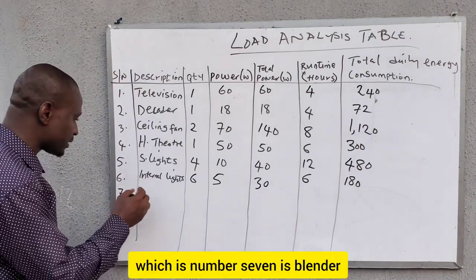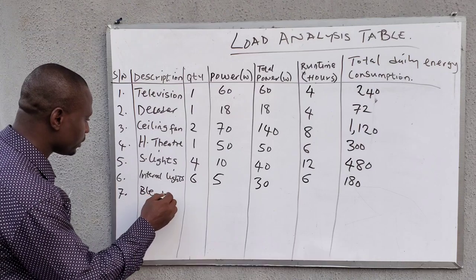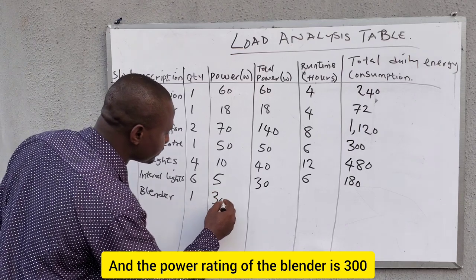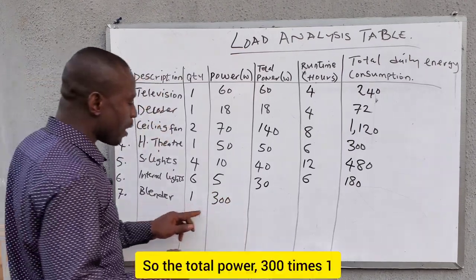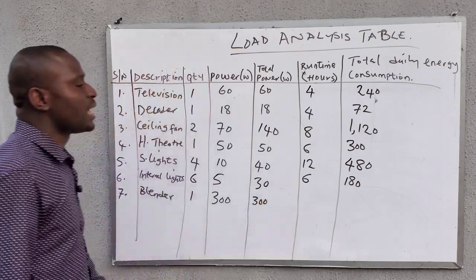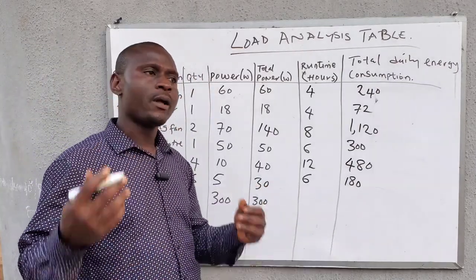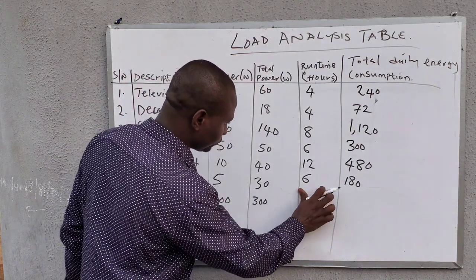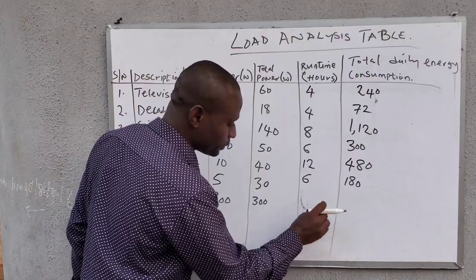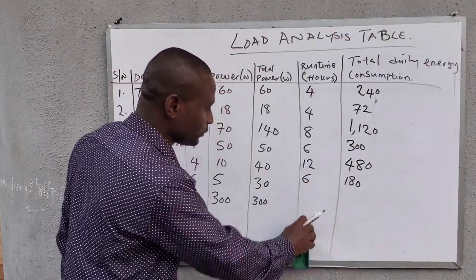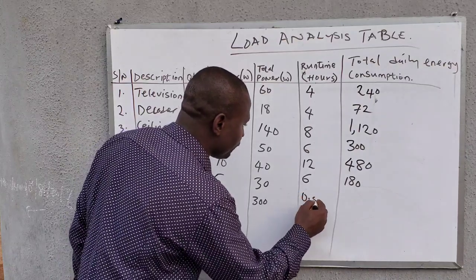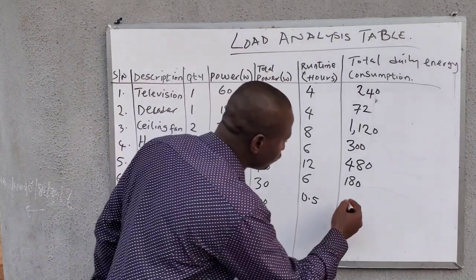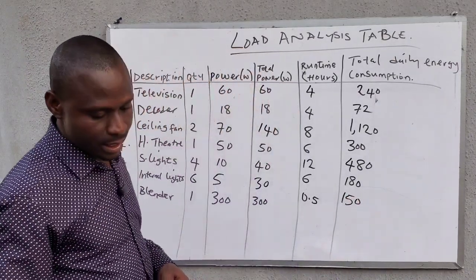Then the last one, which is number 7, is the blender. He wants to use his blender. The blender is 1, and the power rating of the blender is 300 watts. So the total power, 300 times 1, will still be 300 watts. And he'll be using it for 30 minutes every day. 30 minutes is 0.5 hours. So 300 times 0.5 will be 150 watt hours.